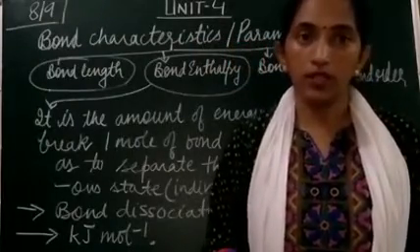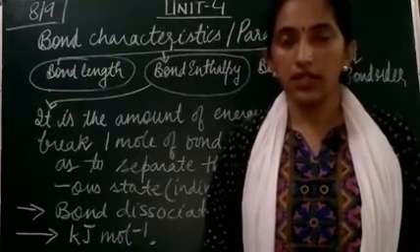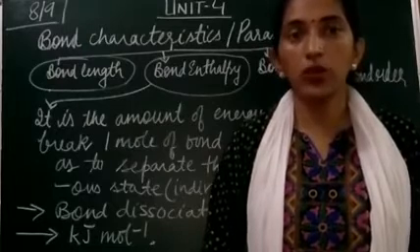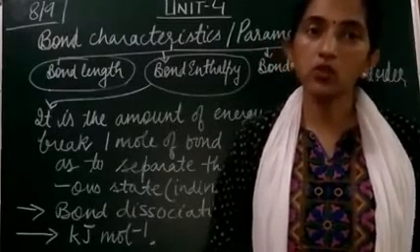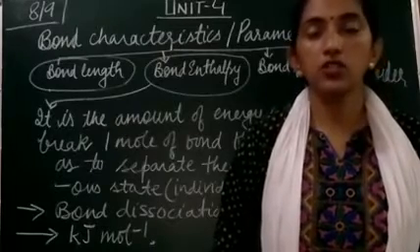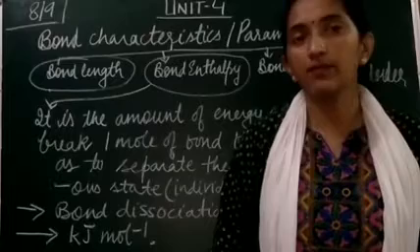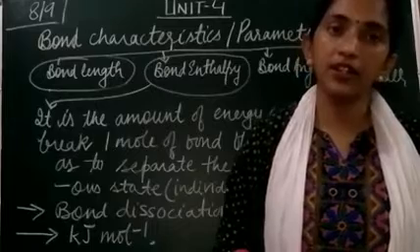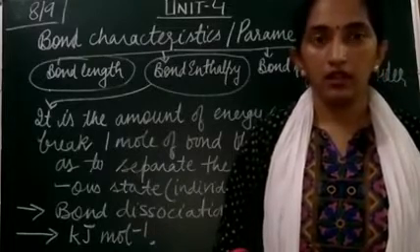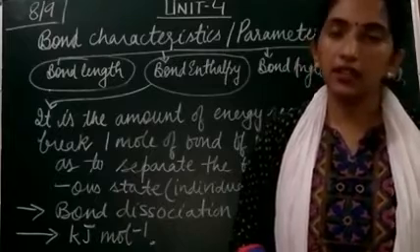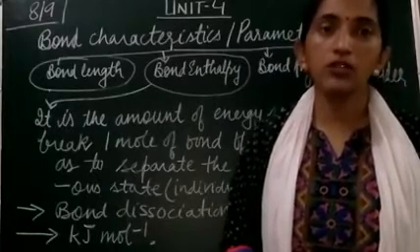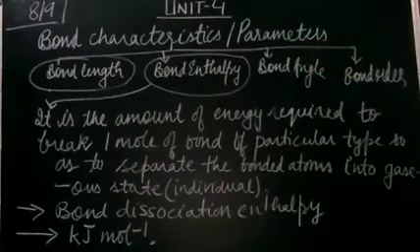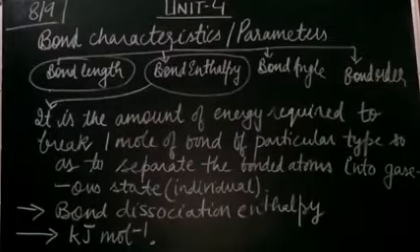So I think the definition is clear: if a bond is to be formed, energy is released, so that the potential energy of the system gets lowered. Similarly, when a bond is to be broken, an equal amount of energy is to be given, so that the two atoms which were earlier bonded get separated out, and they will be separated in their gaseous state. Clear? Now, the bond enthalpy is also known as bond dissociation enthalpy, and it is measured in kilojoule per mole. Right, student? So yes, it's clear: kilojoule per mole.